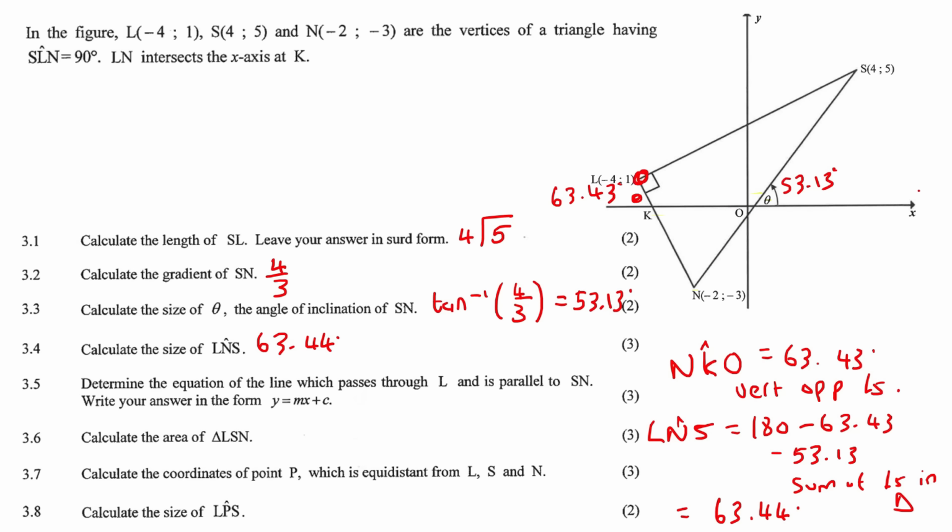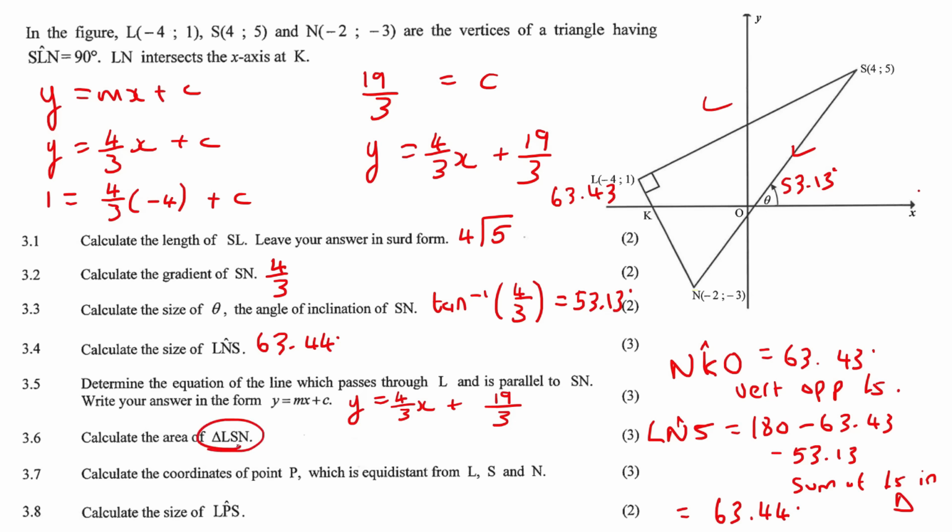There it is. It's L. So the y is 1. The x is minus 4. And so if you had to work out C, you end up with 19 over 3. And so y is 4 over 3x plus 19 over 3.